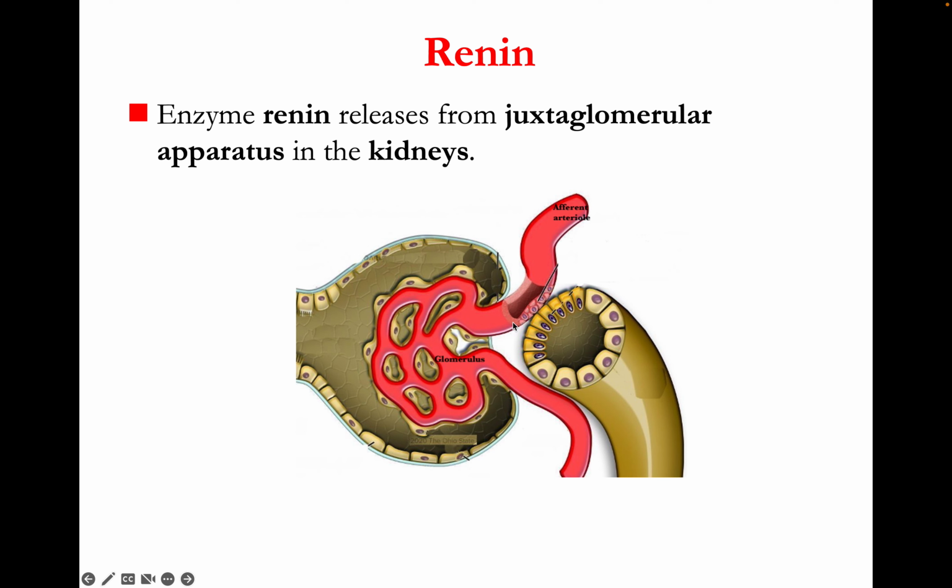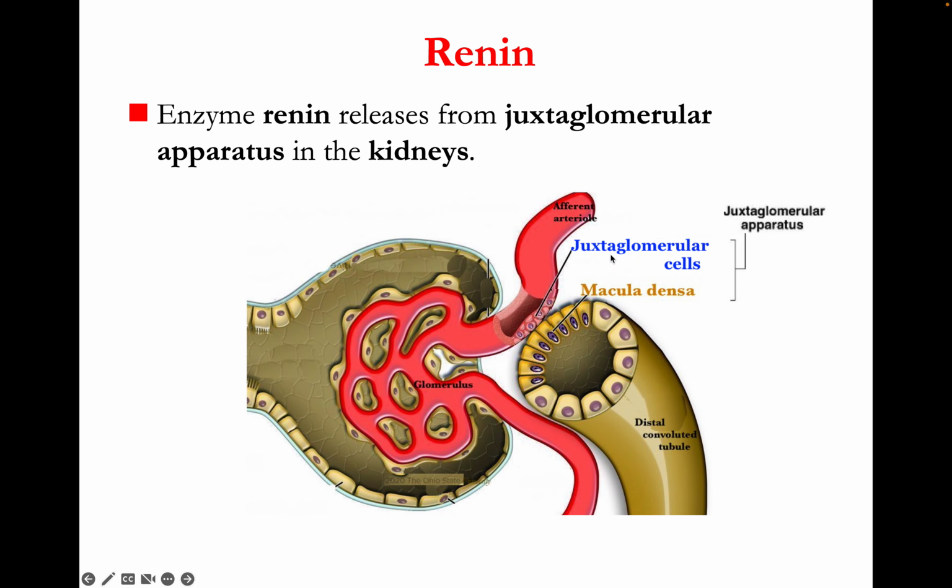The juxtaglomerular apparatus is next to the glomerulus. Next to the glomerulus, there is an apparatus formed from two different types of cells, mainly juxtaglomerular cells and macula densa cells. Let's talk about juxtaglomerular cells. These are the cells secreting the renin.